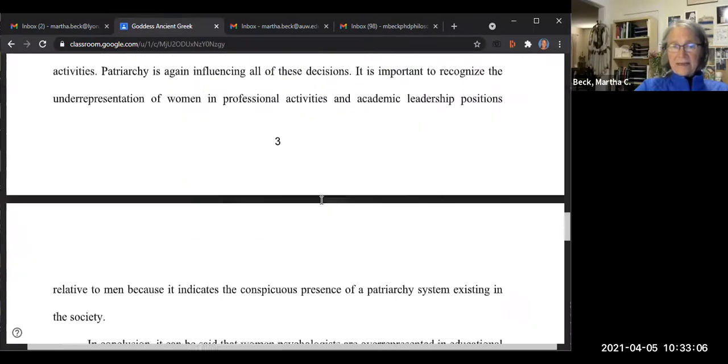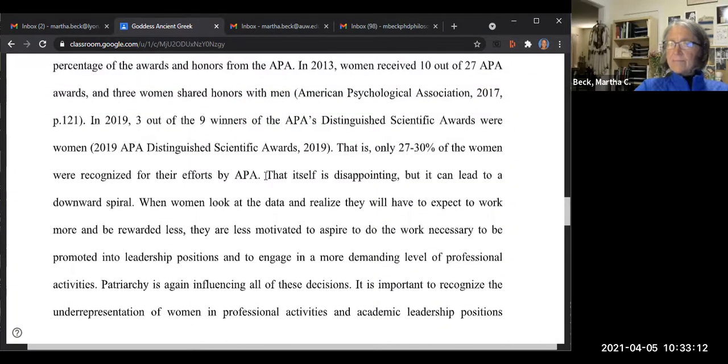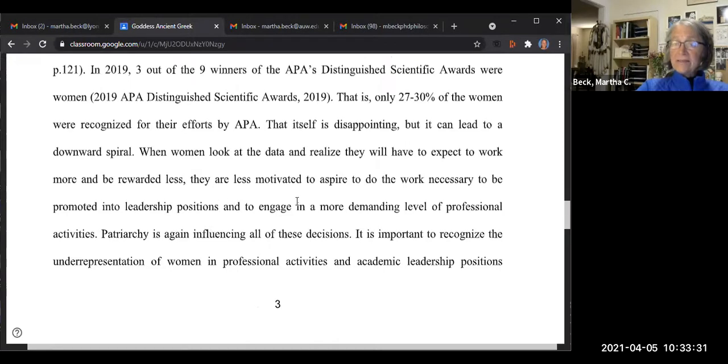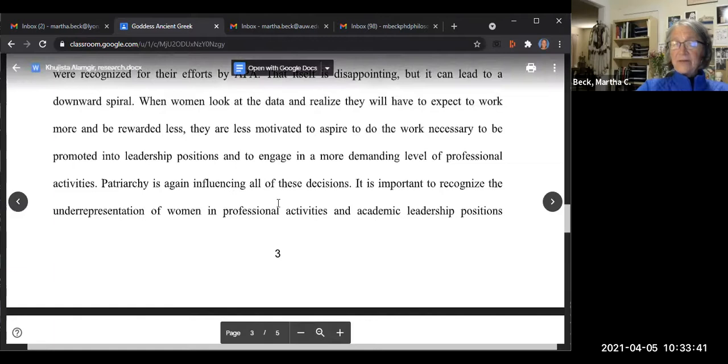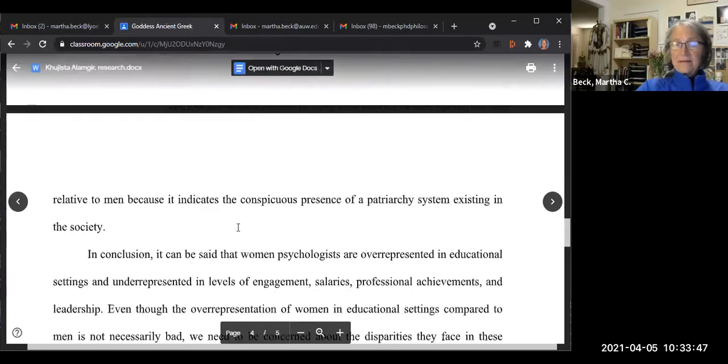All right, then the next point. I think this could even be another paragraph, because one paragraph is they don't have as much power, they don't have as much status. Then the next point is it can lead to a downward spiral, right? When they realize that they'll have to expect to work more and be rewarded less, they're less motivated to aspire to do what's necessary and to engage in the demanding level of activities. Patriarchy again influences these decisions. It indicates the conspicuous presence of patriarchy, okay?